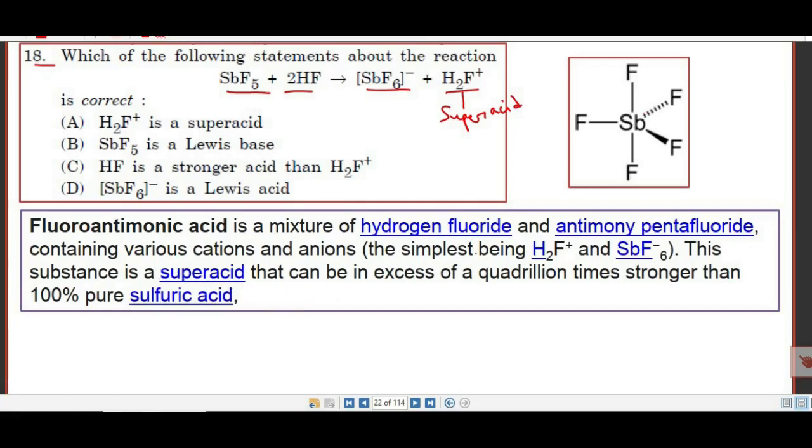SbF6 minus is a simple anion. The substance H2F plus is called a superacid, which is quadrillion times stronger than sulfuric acid. It's a superacid. Hence answer A is correct. SbF5 is a Lewis base? No, this is wrong. HF is a stronger acid than H2F plus? No, H2F plus is a superacid which is stronger than sulfuric acid and HF. So this option is wrong. And SbF6 minus is a Lewis acid? No, it is not a Lewis acid.